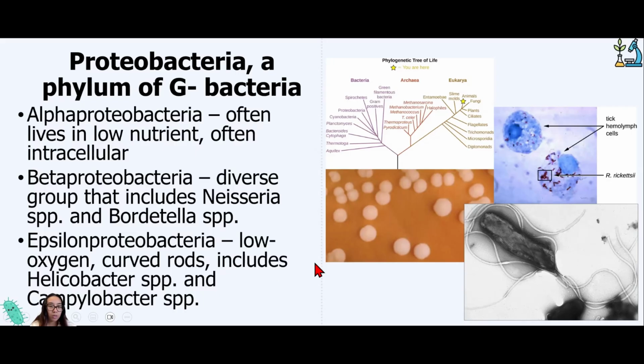Okay, and then we've got the epsilon proteobacteria. These are going to be our low oxygen, curved bacteria. They're rods, curved rods, I guess. This is going to include Helicobacter and Campylobacter. They usually have flagella going on. They like to swim around. Helicobacter, by the way, is the one that causes stomach ulcers. So that just gives you some perspective. This is just a sampling of some of the proteobacteria that exist on Earth that we know of. And again, I'm just giving you a sample.